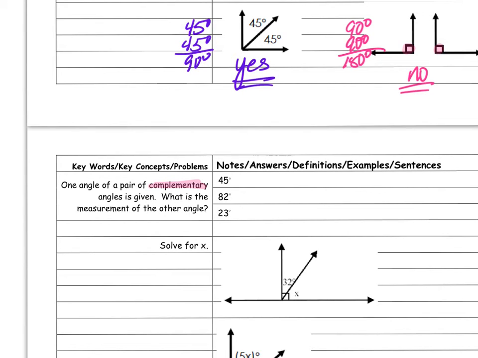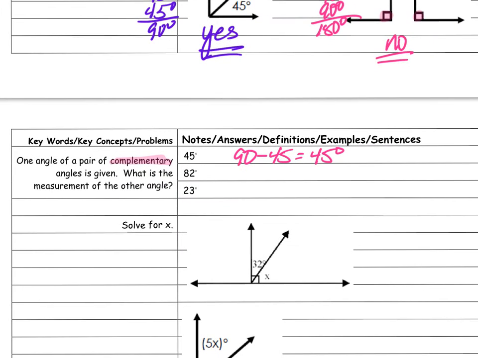This is what I'm going to do. I'm going to take 90, since I know they're complementary, and subtract 45. Put that in your calculator. 90 minus 45 is 45 degrees. And that's it. Pretty simple. So I'm going to do this next one. I'm going to take 90 degrees and subtract 82 degrees. And 90 minus 82 is 8 degrees.